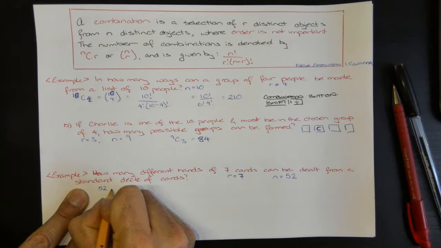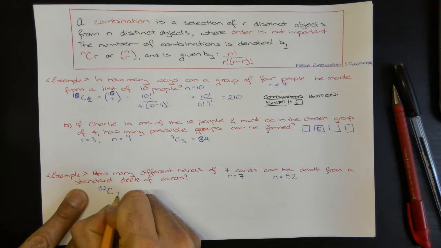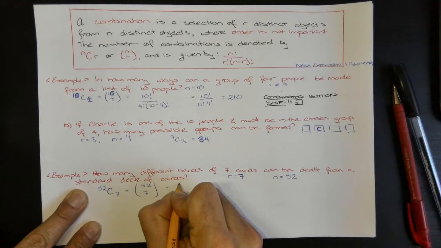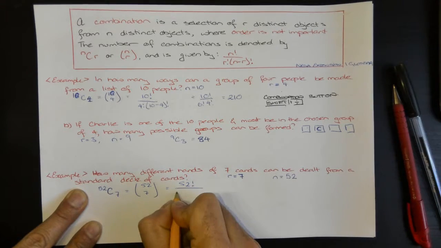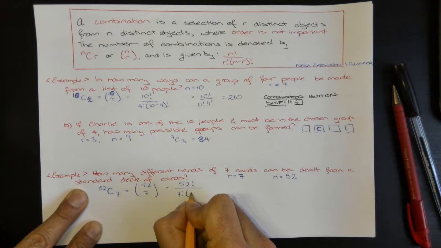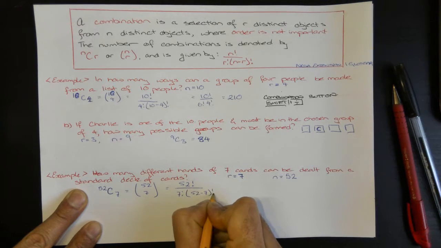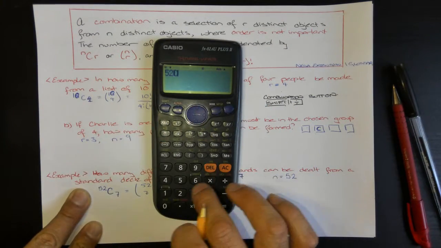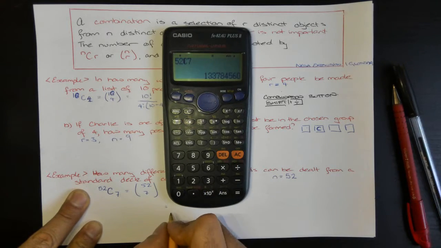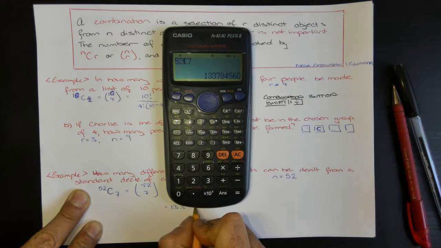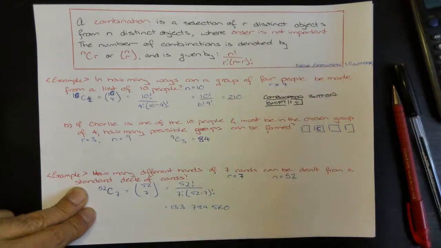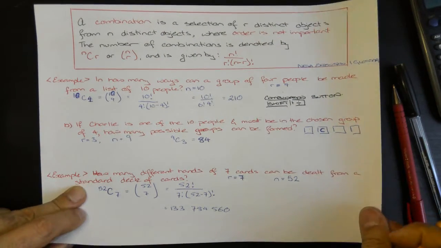That's the same as 7, 6, 5, 4, 3, 2, 1. So we have 52, and we're going to choose a combination of 7. You can write that as 52 choose 7, which is 52 factorial over 7 factorial times (52 minus 7) factorial. Using the calculator, 52 choose 7, we get 133,784,560 possible different hands.